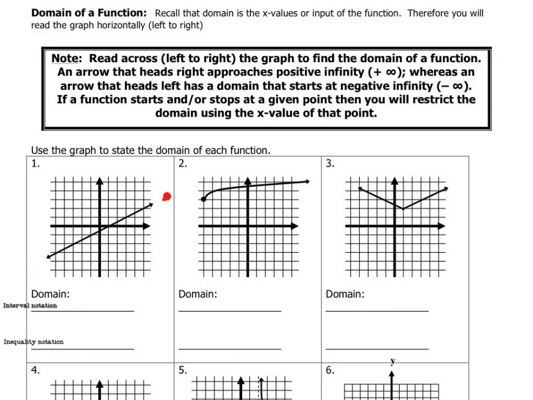Alright, so if we read this graph, this first example, this linear function, from the left side of the graph to the right side of the graph, we can see that it goes on forever in both directions. So I mentioned before that you should always be reading your graph from left to right. So that means that we need to talk about the graph from left to right. Alright, so over here on the left-hand side, the graph is pointing towards negative infinity.